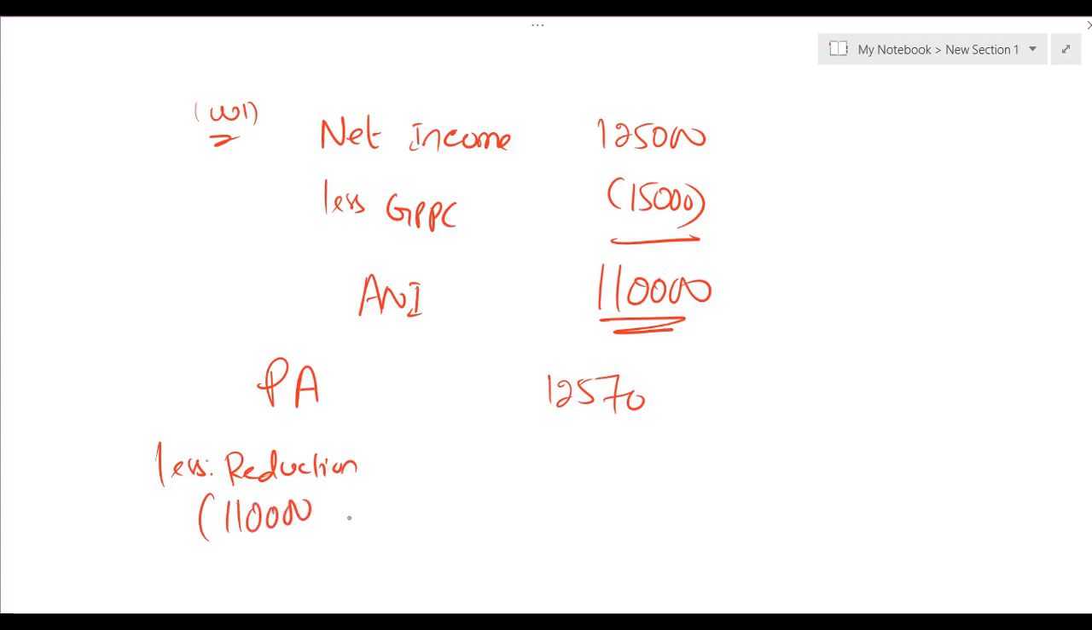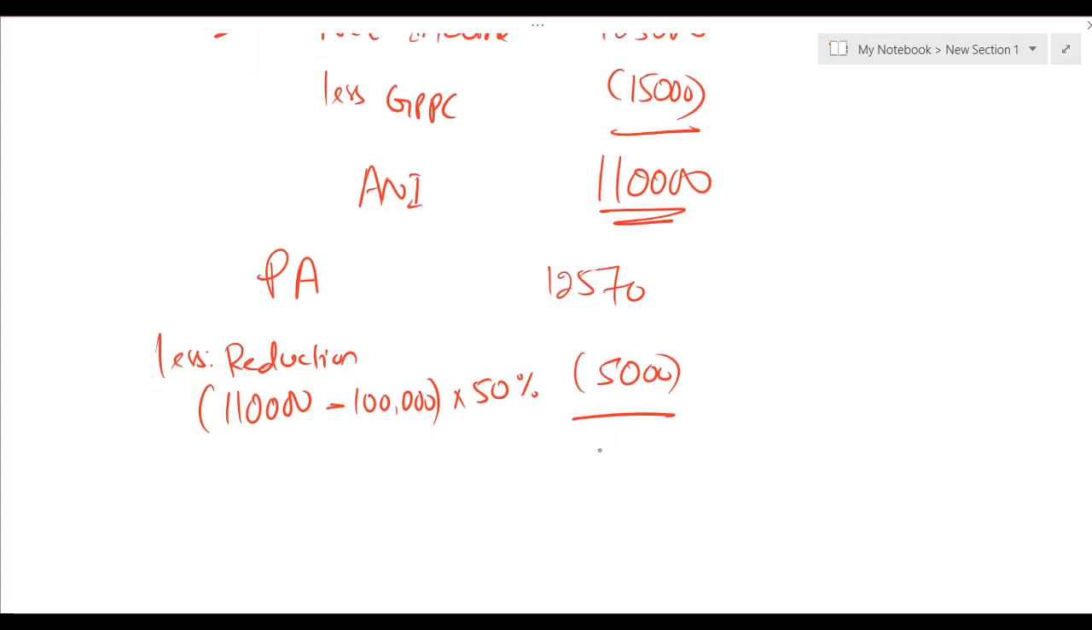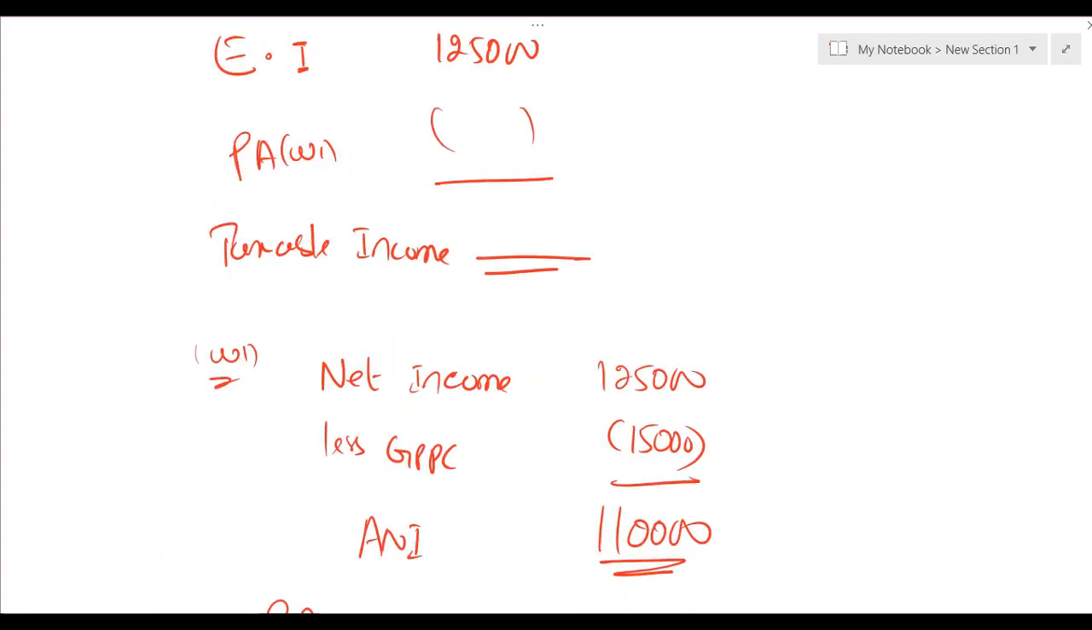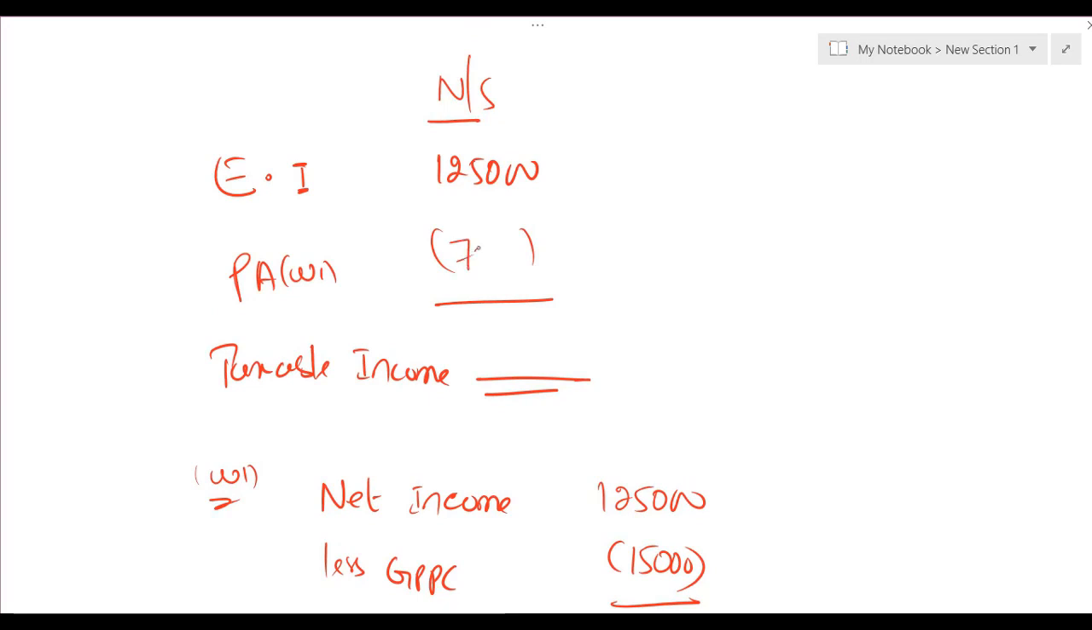1,10,000 minus 100,000 into 50% is 5,000. So we are getting 7,570. So this individual is going to get personal allowance 7,570. That's great. So we'll be deducting 7,570 from here. 1,25,000 minus 7,570. So taxable income is 117,430.